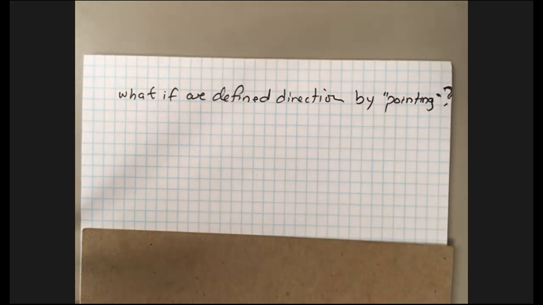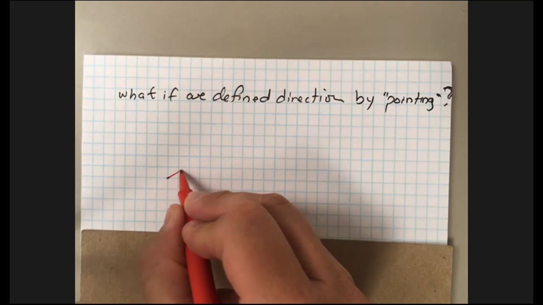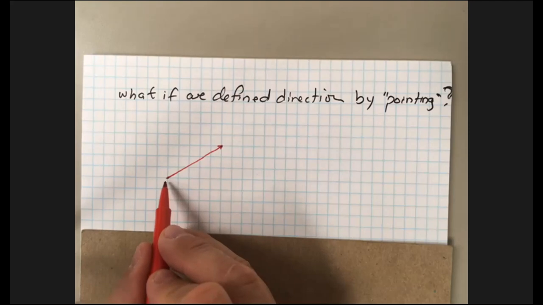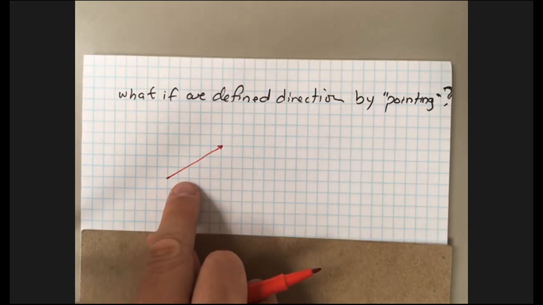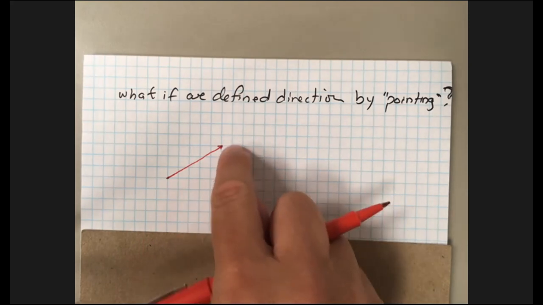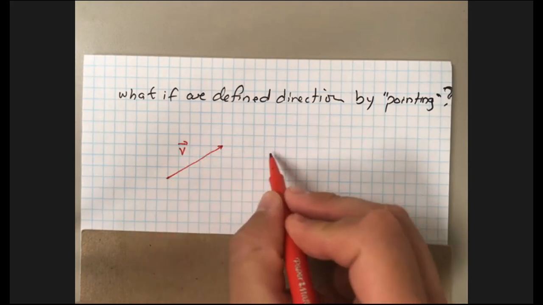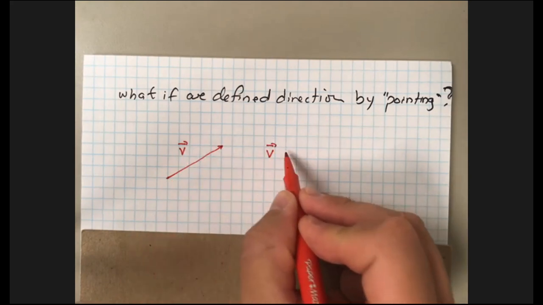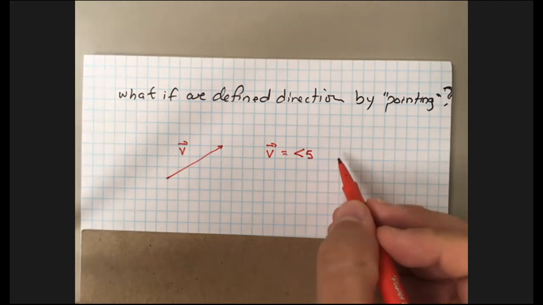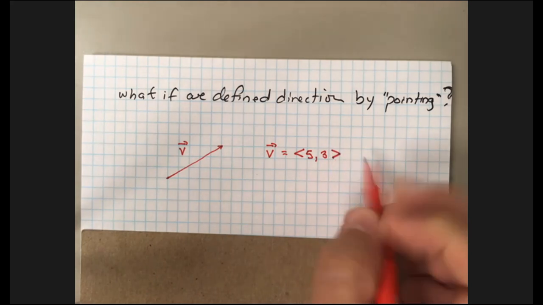And that is right here. Let's take a vector. Let's draw it in this grid, and I'll respect this grid. I'm taking 1, 2, 3, 4, 5 steps to the right, and I'm taking 1, 2, 3 steps up. So let's call this vector V. Five steps in the positive horizontal direction, and 3 steps in the positive vertical direction.